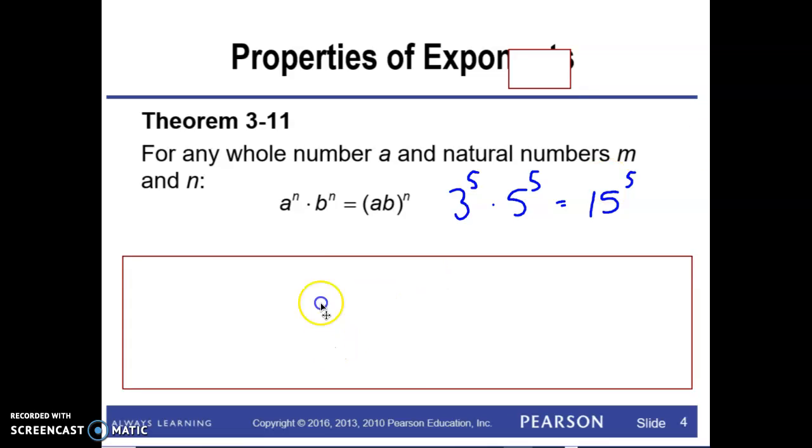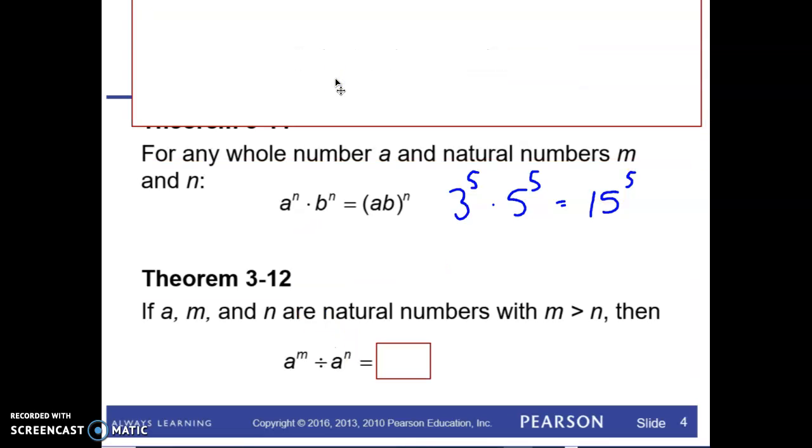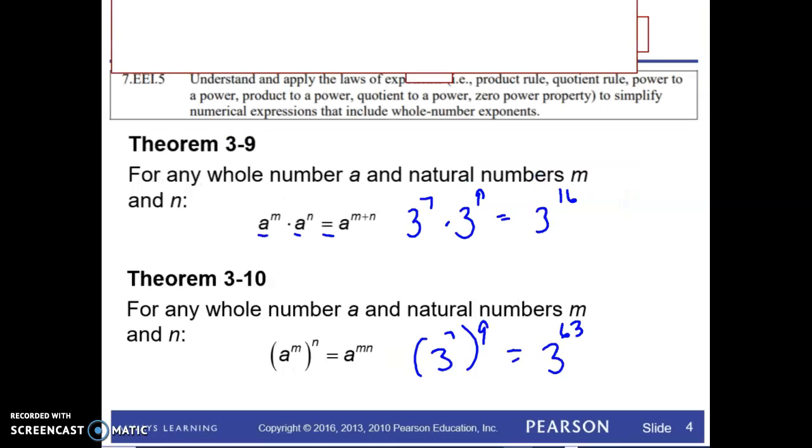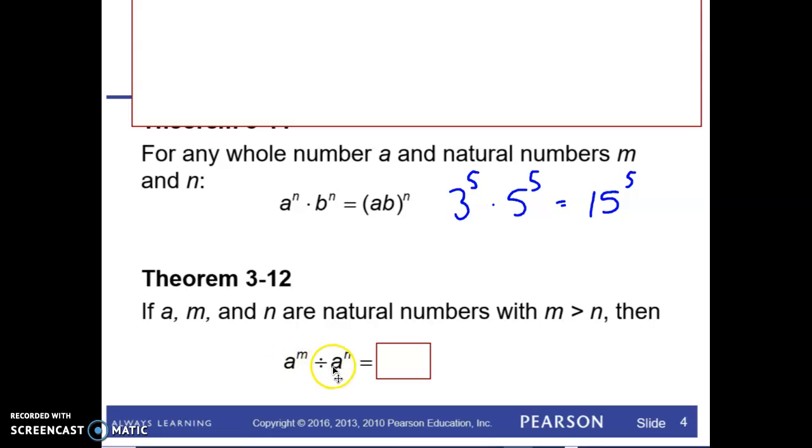All right, let's look at Theorem 12. Theorem 12 goes very nicely with Theorem 9 over here. In Theorem 9, I am multiplying. I have the same bases. I'm multiplying together, so I'm going to add my exponents. So in Theorem 12, I have the same bases, only this time I'm dividing. So what do you guys think? If when I multiply, I add my exponents, what do you think I'm going to do when I divide? I'm going to subtract my exponents. And again, the base number does not change.